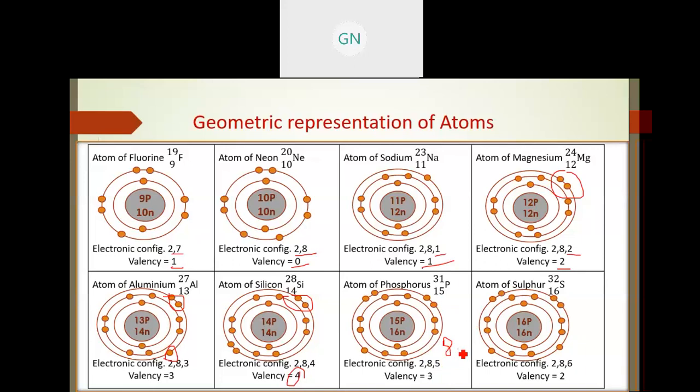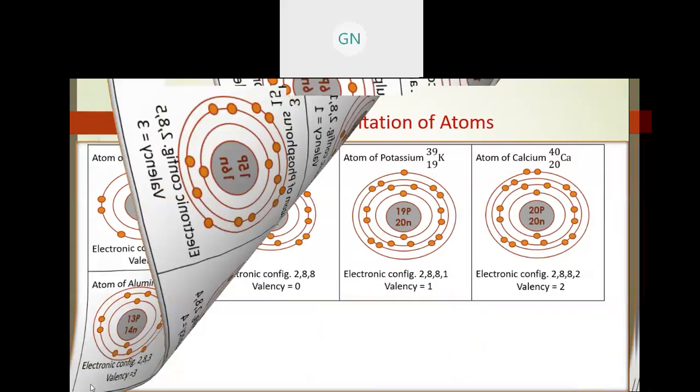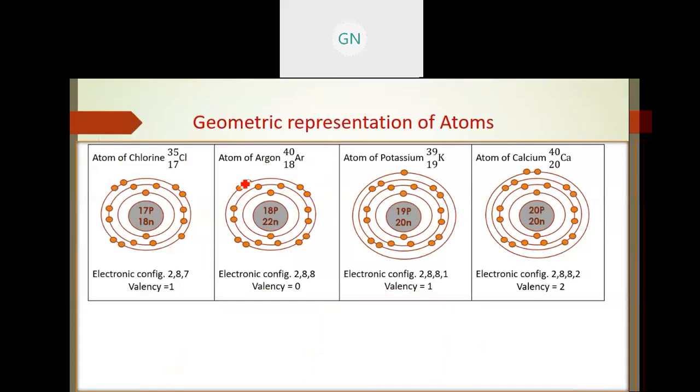Phosphorus 15, atomic number, 2, 8, 5. So 8 minus 5, because 8 is the stable electronic configuration. So you will get 3. So valency is 3 for phosphorus. Sulfur, 8 minus 6, you will get 2. So 2 is the valency for sulfur. 2, 8, 6.